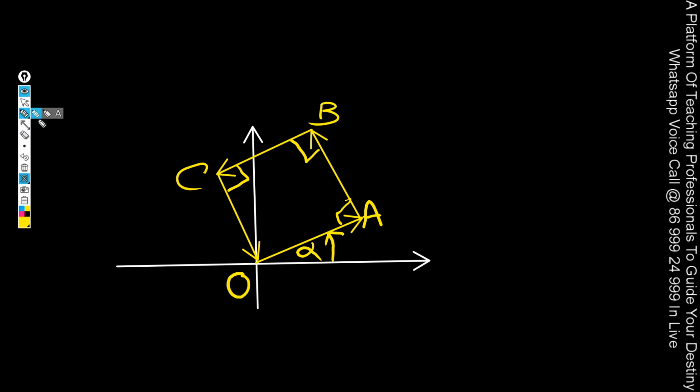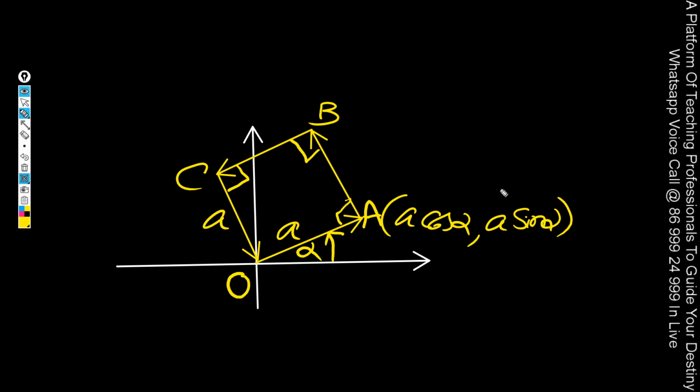So, what is given now? The length of the side is given. It is given to be A. This is A. This is also A. Now, you know horizontal component, vertical component. Everyone knows that. What is a horizontal component? Here, this is A cos alpha, A sin alpha.